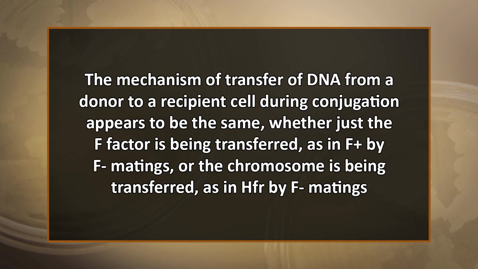Usually, only a portion of the Hfr chromosome is transferred before the cells separate, thus breaking the chromosome. Only rarely will an entire Hfr chromosome be transferred. The mechanism of transfer of DNA from a donor to a recipient cell during conjugation appears to be the same, whether just the F factor is being transferred as in F plus by F minus matings, or the chromosome is being transferred as in Hfr by F minus matings.